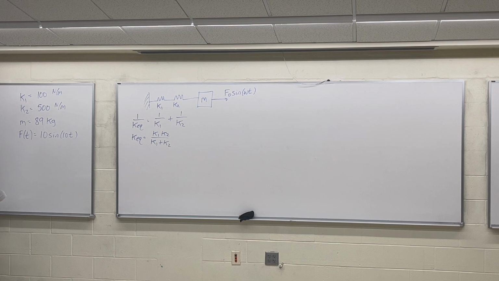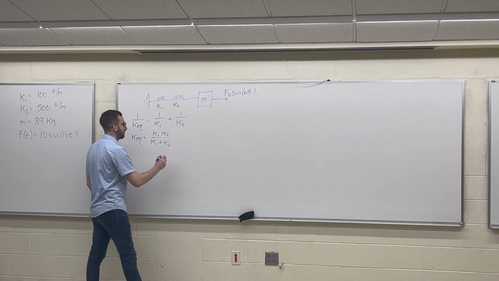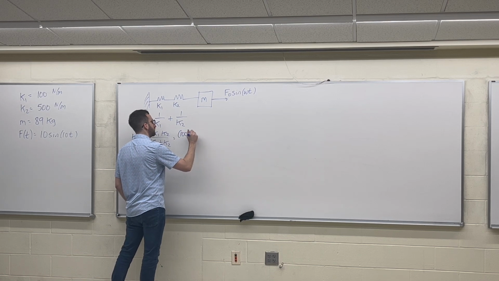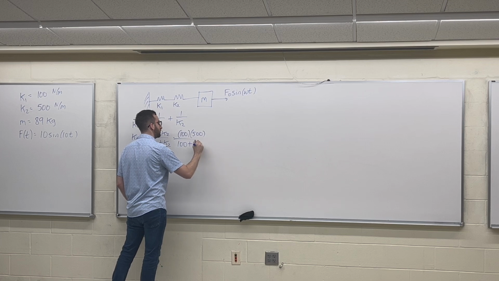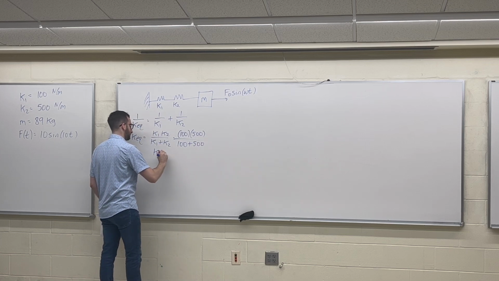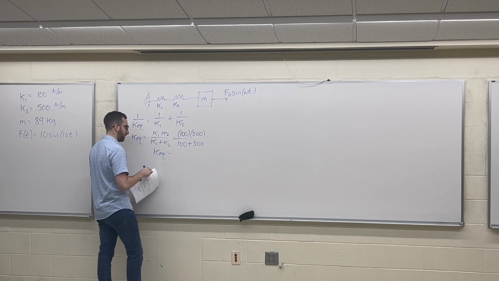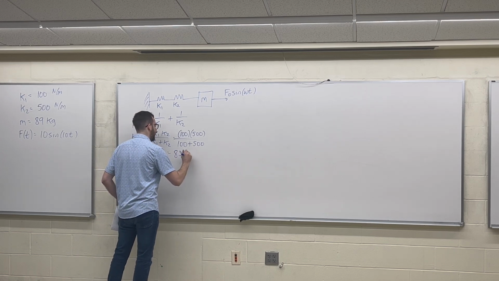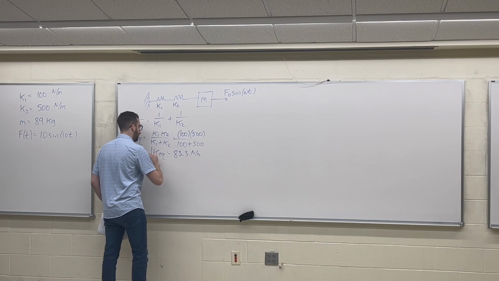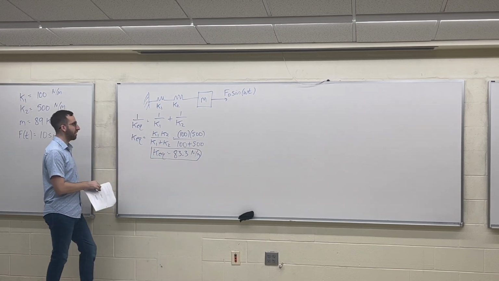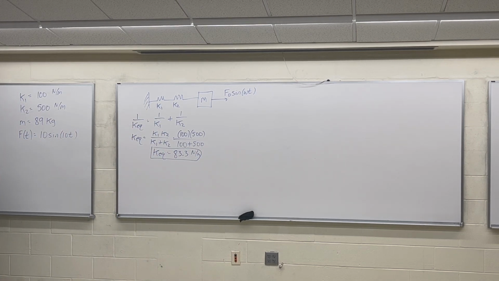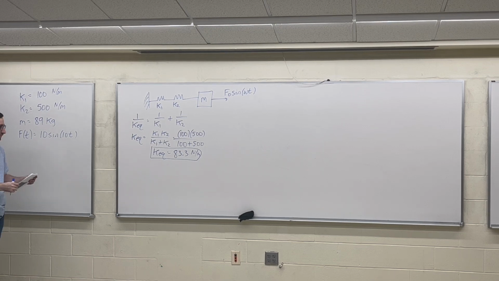So we can find that number now if you want, just so we have K_EQ done. We don't need to write K1 K2 over K1 plus K2 the whole time. So that will be 100 times 500 divided by 100 plus 500. What's that? I got 83.3. I think you're right, that sounds familiar. 83.3 newtons per meter. So I have that number down, I'll call it K_EQ, for K equivalent, 83.3.